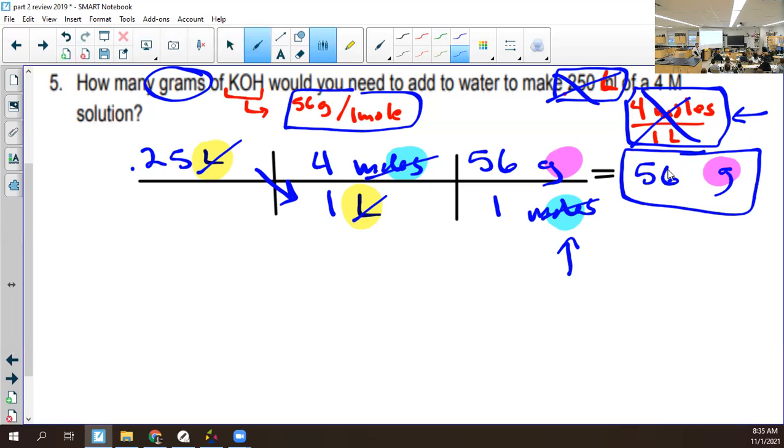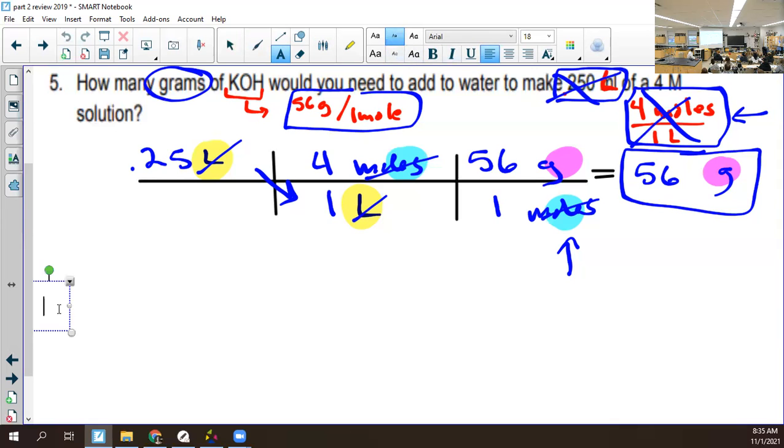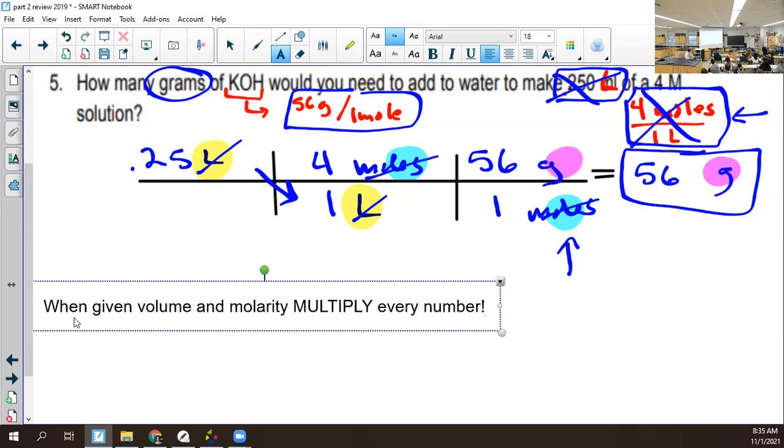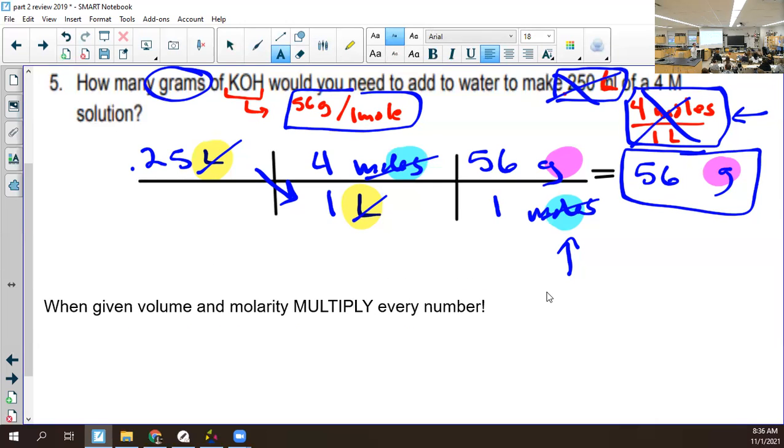But to save time, let me type here. These are not awful. They can go really, really fast. When given volume and molarity, multiply every number. That's all you have to do. Multiply every number.